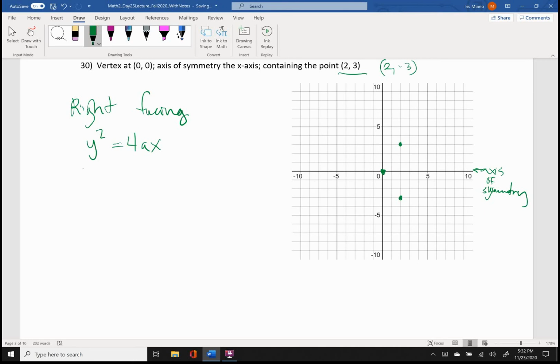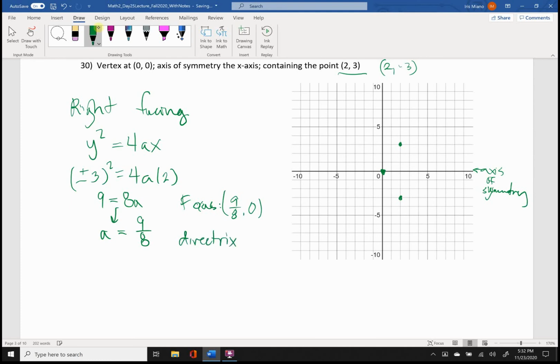So y is either plus or minus 3, yeah? We're squaring it, and then we'll get 4a times 2. Okay, so that'll be 9 here. 2 times 4 is 8a. So that means that a equals 9/8. Kind of a weird number, but not incorrect. And then we can from there say that the focus has to be at (a, 0), so (9/8, 0), and the directrix has to be at x equals -9/8.